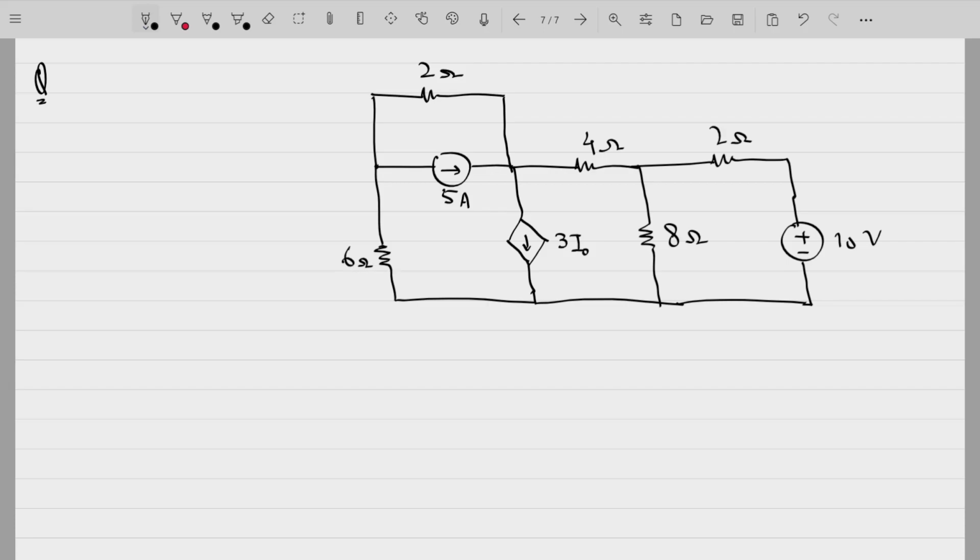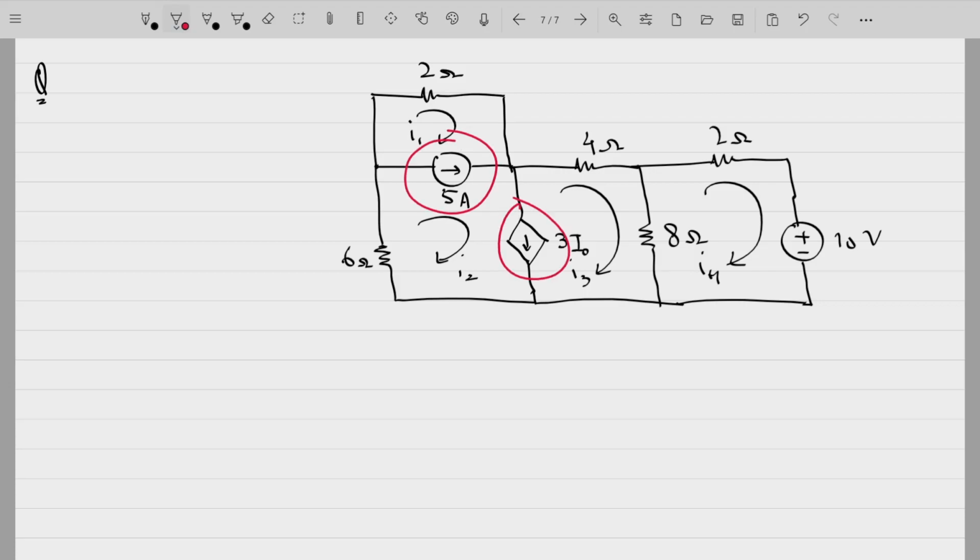With this circuit, we can identify there are four meshes, and let us denote the currents I1, I2, I3, I4 in these four meshes. But we have one current source and another current source. Both of these two current sources are present in between two meshes. So we can ignore both these two current sources and form one super mesh.